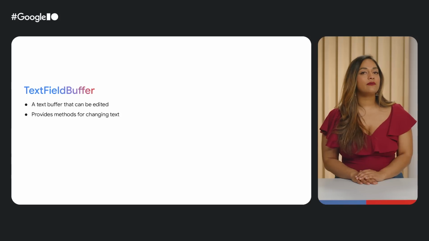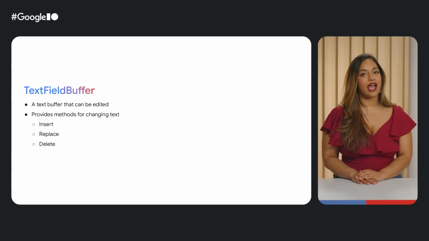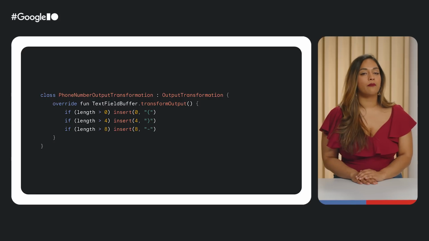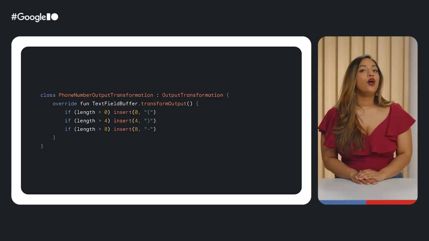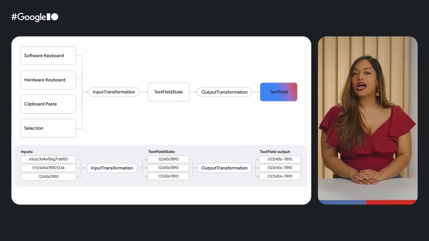For this output transformation, we will be using a text field buffer, which is similar to a string builder. This will allow you to change text through methods like insert, replace, delete, and append. We'll call transform output on a text field buffer and apply the formatting rules we defined for American phone numbers. We can add that output transformation to the text field's output transformation parameter. Now the text is outputting a properly formatted phone number.